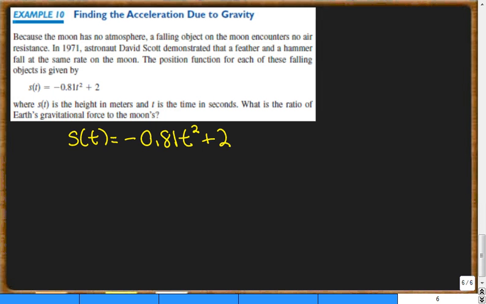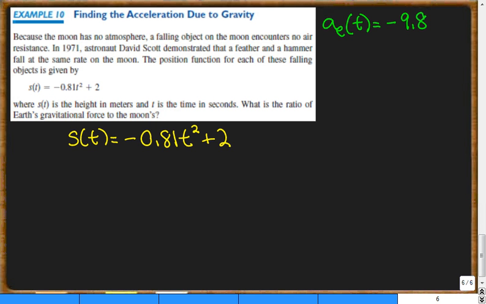Okay, well, the acceleration due to gravity on Earth is negative 32, that's feet per second. I apologize. It's negative 9.8 meters per second squared. Okay, so we are constantly accelerating at negative 9.8 meters per second squared towards the Earth. So let's see what we're at on the moon.